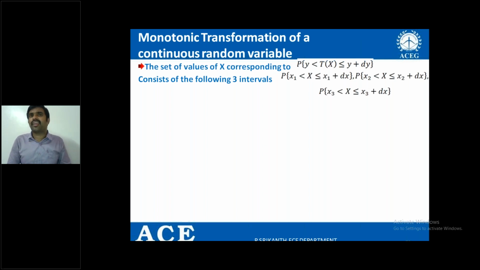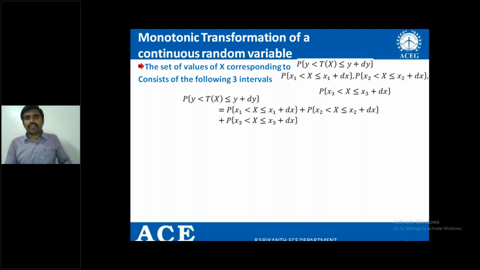So in the previous slide, the generalized statement is given. Let us go to the clear picture. That is, P(y < T(x) ≤ y + dy) is equal to P(x1 < x ≤ x1 + dx) plus P(x2 < x ≤ x2 + dx) plus the probability of x3 < x ≤ x3 + dx. That is, the probabilities are summed together to derive the probability in the new random variable case, right?